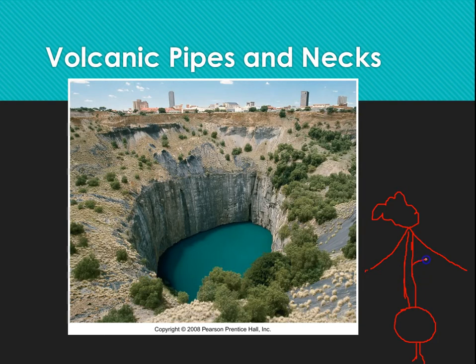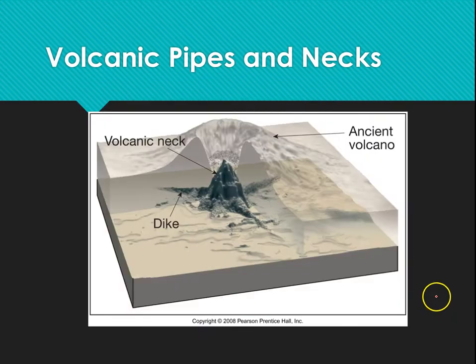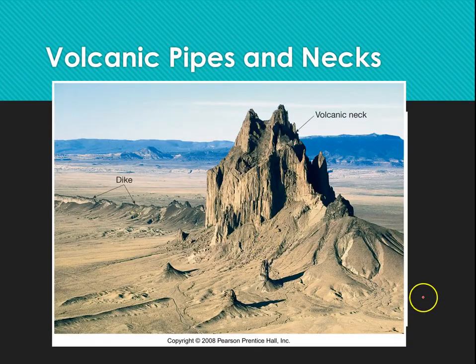And if I add a few more things, sometimes little bits of lava come out the side, and it forms dikes. Now we've looked at what dikes look like left over. So here's an example of a volcanic neck. You have where the ancient volcano used to be around it, and that pipe in the middle where it filled in and cooled off. A beautiful example of that is Shiprock in northwestern New Mexico.